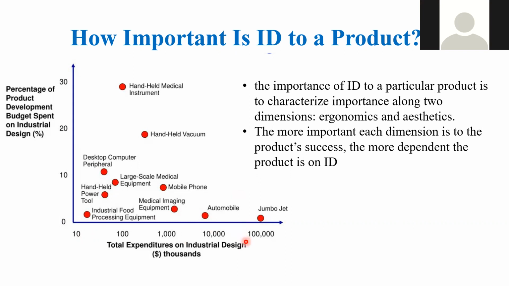The relative cost of ID as a fraction of the overall development budget also shows a wide range. For a technically sophisticated product, such as a new aircraft, like the jumbo I said just now, the ID cost can be insignificant relative to the engineering and development expenditures. So very huge for the IDs. That is how important ID is to a product.